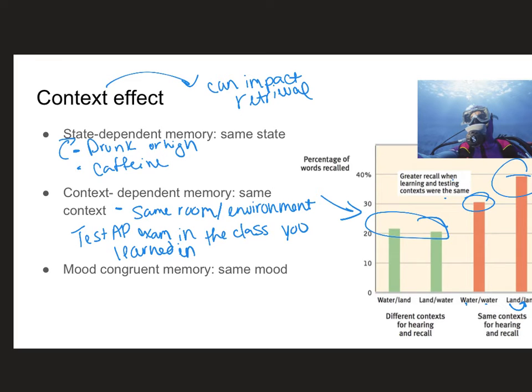And then the final type is what we call mood congruent memory, and this is like the same mood, so happy or depressed. If you're happy when you have to recall, you're more likely to recall. If you're depressed when you have to recall, you're more likely to recall.